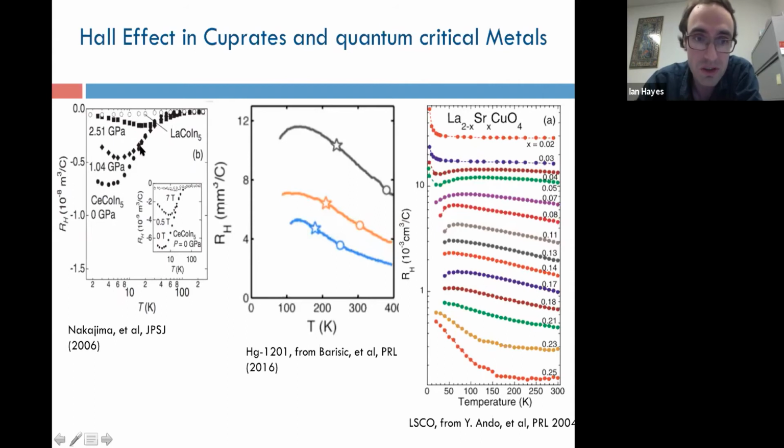Other unconventional or quantum critical superconductors show something like this. So cerium-cobalt-indium-5, an example over here on the left, shows a strong change in RH that is strongly associated with the critical region and highest TC. So this does seem to be a consistent feature of superconducting materials in a broad class of compounds.